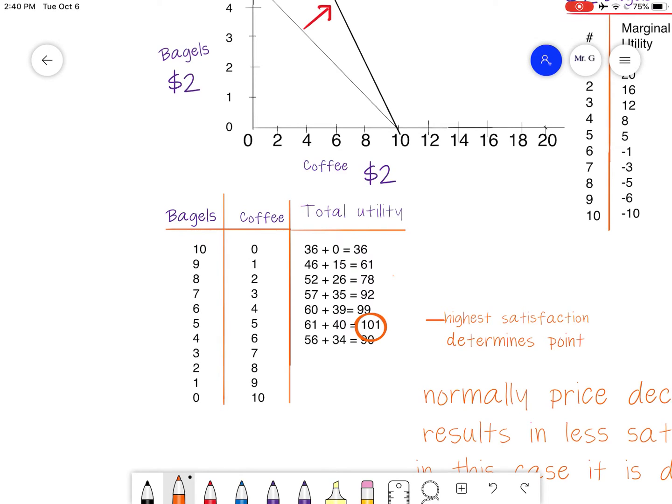So once again, a completely different choice based on prices changing. We determined that we don't want as many bagels, or we don't want as many of something else in this particular case, because things have changed. The prices have changed, okay? So in this particular case, you notice the satisfaction is actually higher.